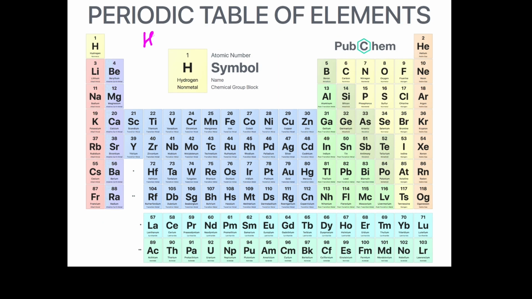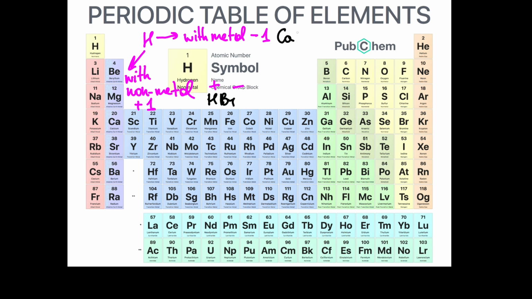First is hydrogen. If hydrogen forms a compound with a nonmetal, its charge is always +1. And with metals, it's always -1. For example, in hydrogen bromide, hydrogen is +1 and bromide is -1. And in calcium hydride, calcium is +2 and hydrogen is -1.